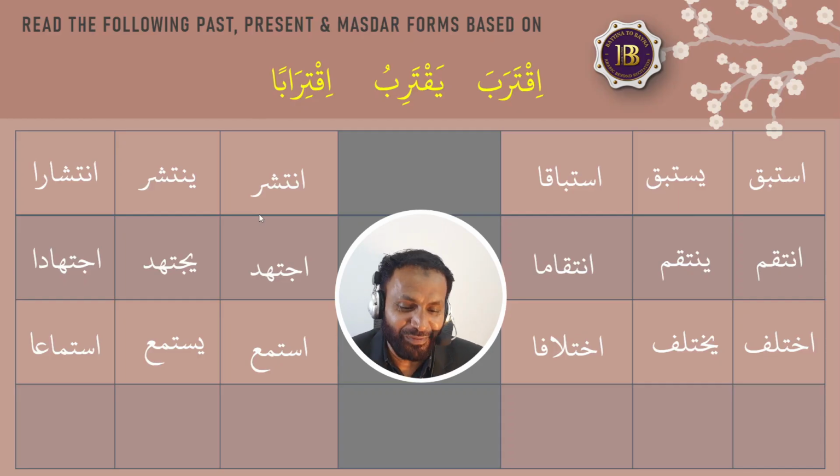Sama means to hear. Sami'a. Sami'a Allahu liman hamidah. Allah heard the one who praised Him. Sami'a means to hear. If sami'a means to hear, what is istama'a? Istama'a is not hear, it is listen. See the difference? Hear and listen. And that too, listen carefully.